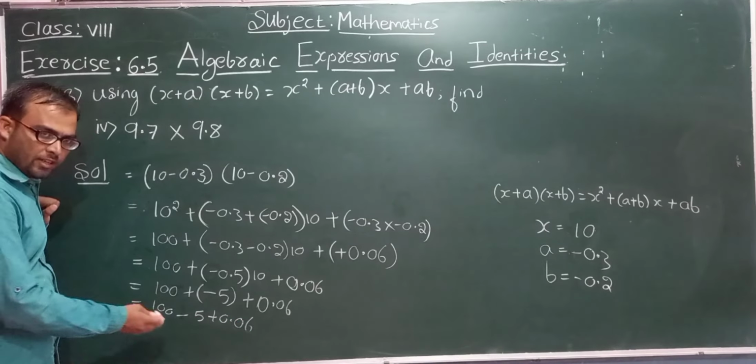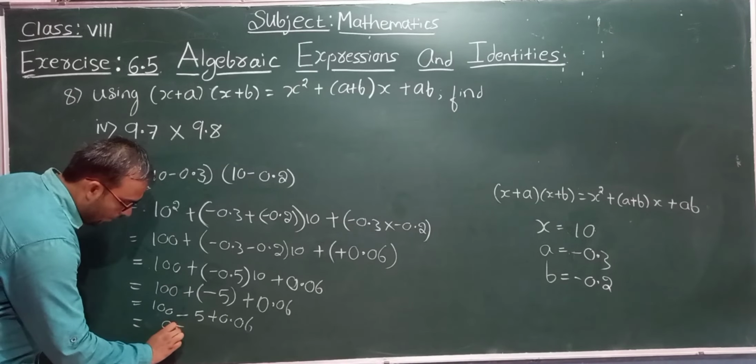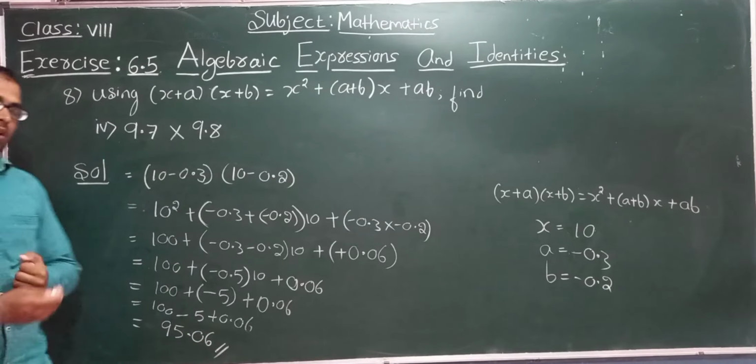Now students, 100 minus 5 is what? 95. 95 plus 0.06 is what? 95.06. So this will be the solution of the fourth problem.